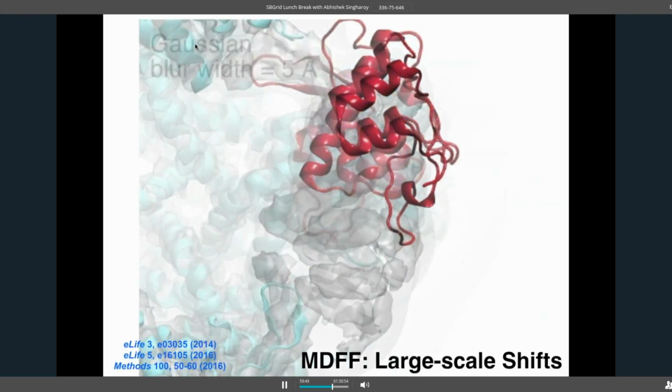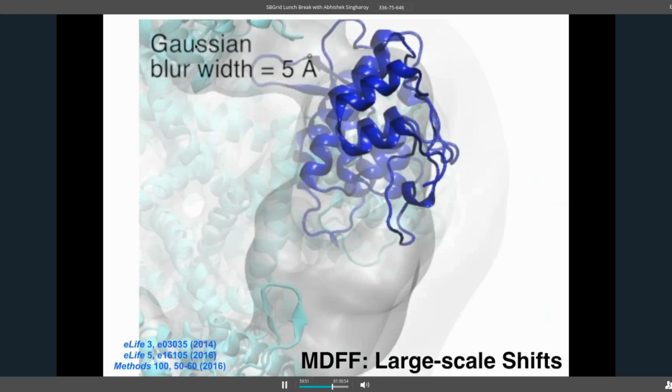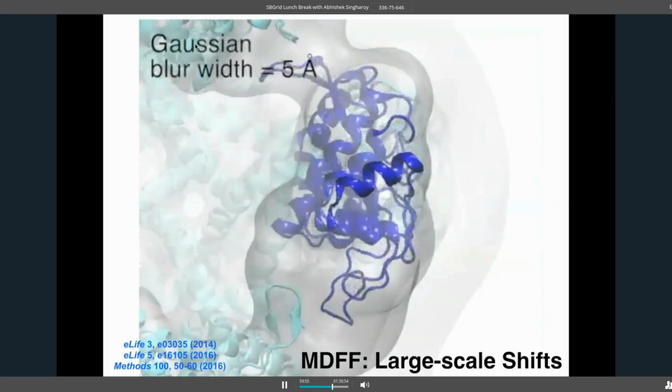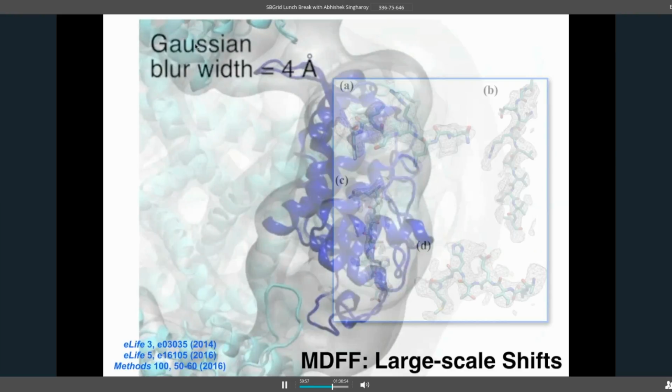This work has been reported now. And in fact, this is perhaps the only way in which MDFF can resolve high resolution data.